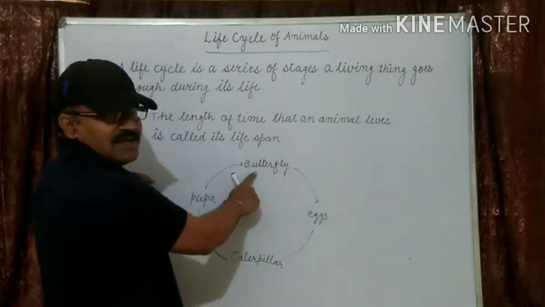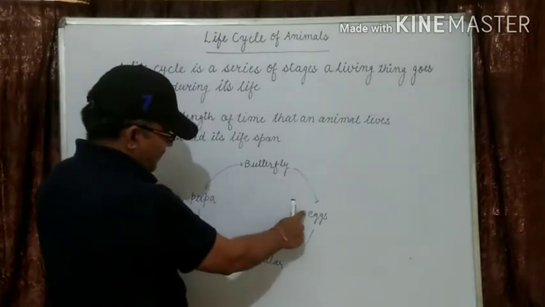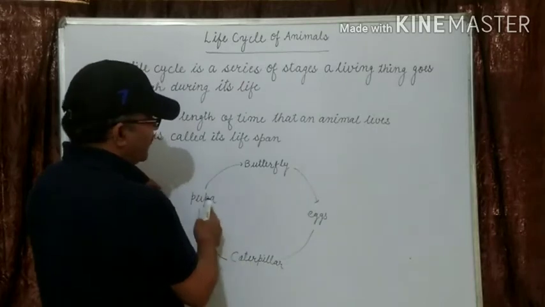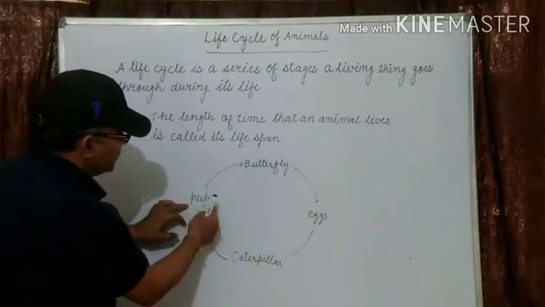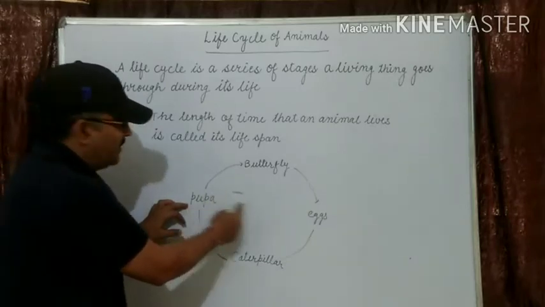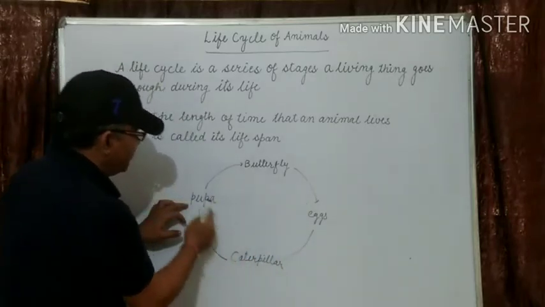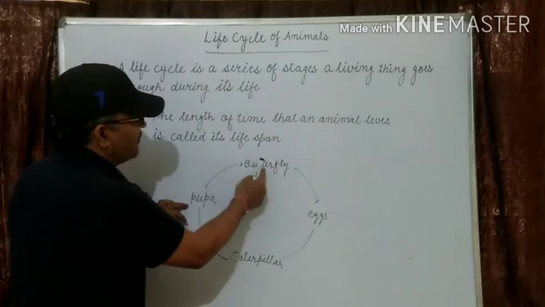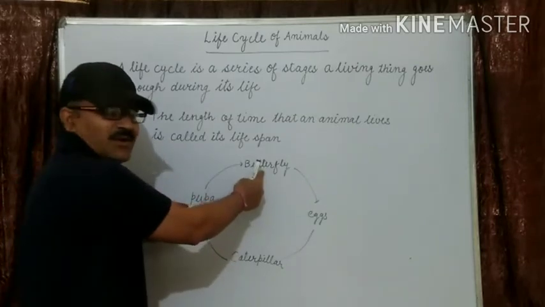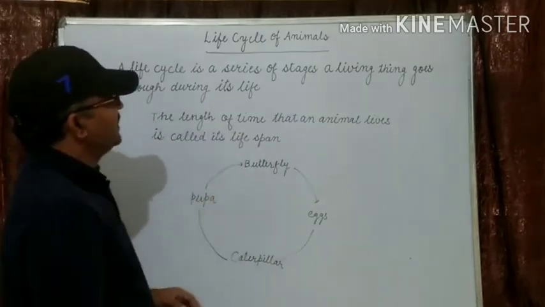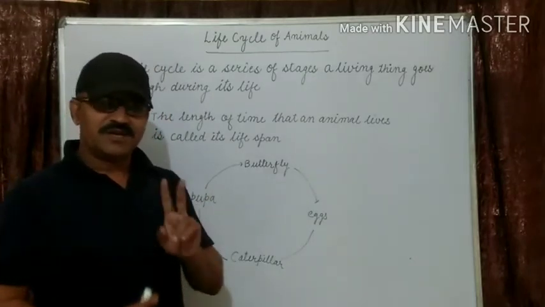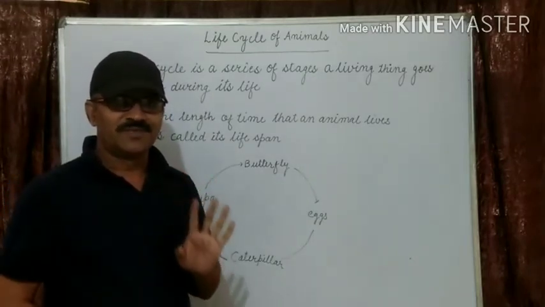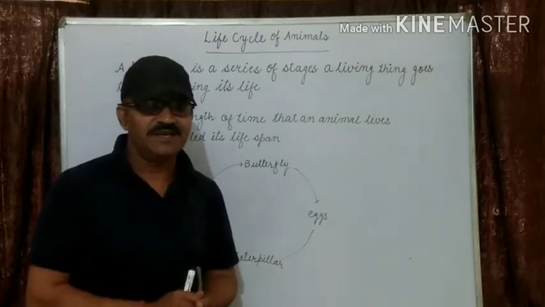Suppose butterfly is here and it produced the egg, caterpillar and pupa. This is the lifespan: from egg, caterpillar, pupa, and then butterfly. Okay, so the duration of time that an animal lives is called its lifespan. These two things are clear or not? I think it is clear.